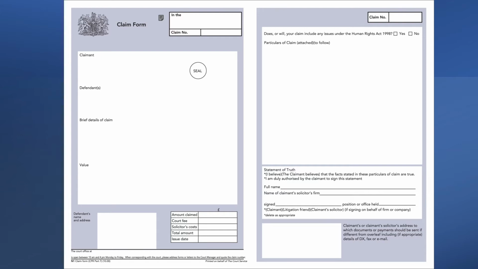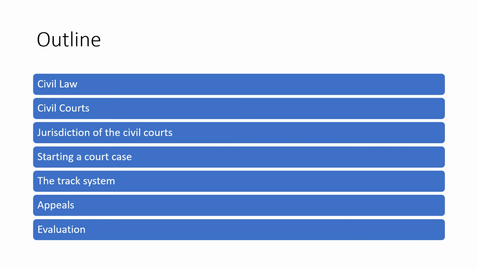In terms of the particulars of the claim, we need to make sure we've got as much detail as possible, and then we have a statement of truth to establish your honesty and to make sure you will tell the truth in court. We mentioned that once you've started a court case, it's in the judge's hands and they need to allocate the case to a track.